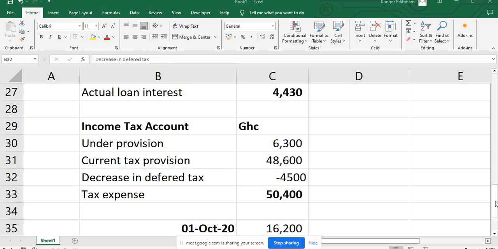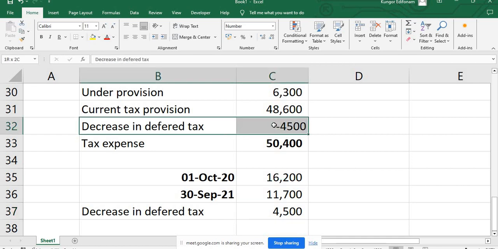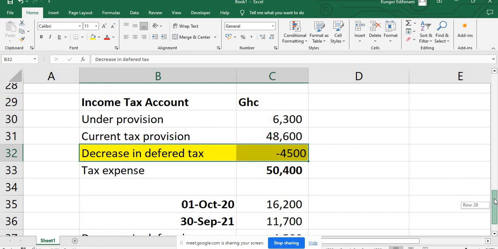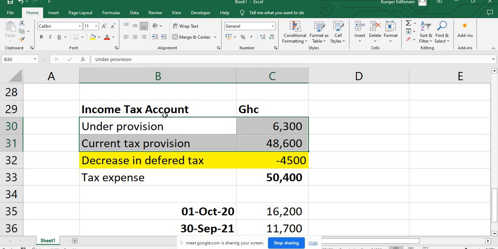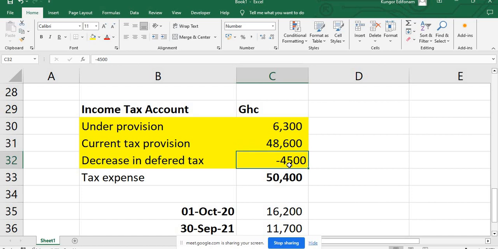So this is the movement we did down here. When we check the movement, there's been a decrease, and that decrease is a deduction. That is what we've done here. So these are the components of a tax expense. A tax expense has under or over provision, it has a current tax provision, and then it has movement in deferred tax. So three. Thank you. Very good.